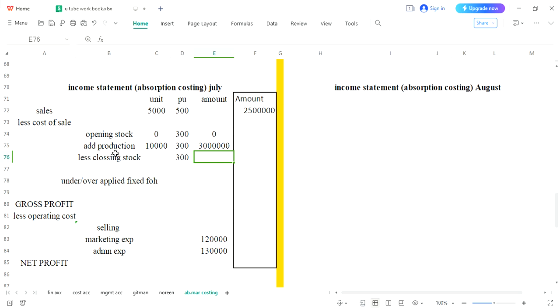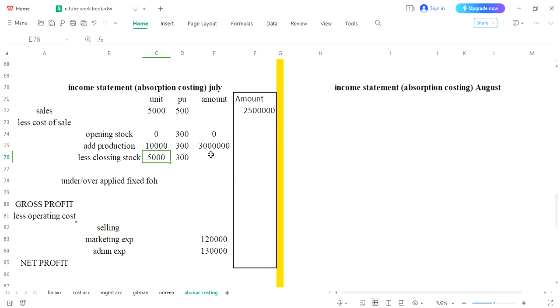You see, you have produced 10,000 units, but out of these 10,000 units, you have sold only 5,000 units. So what would be your conclusion? 5,000 units are still unsold, and these unsold units would be considered as closing stock. I'm repeating it again. You have produced 10,000 units, out of which only 5,000 units you were able to sell. It means the remaining 5,000 units are still in hand. So this would be your closing stock units.